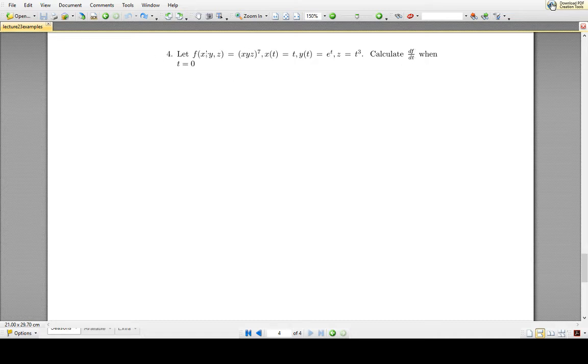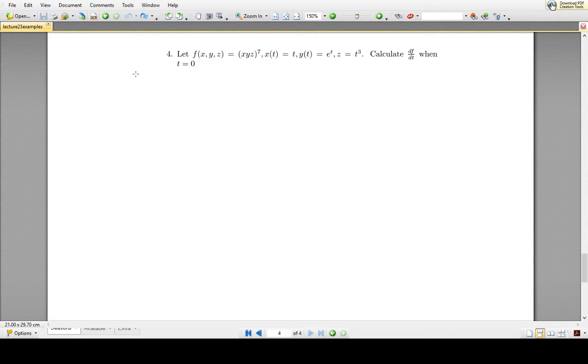So notice that f in its definition is not a function of t, and they are asking for the derivative of f with respect to t. So we're going to have to use the chain rule, because the only way to get how f is changing with respect to t is to go through the variables x, y, and z, because those are the variables that are defined in terms of t.